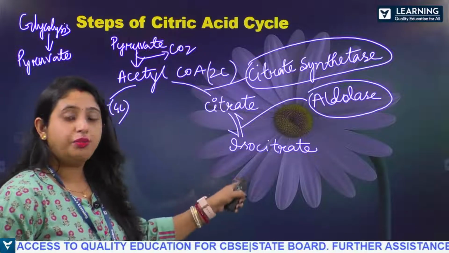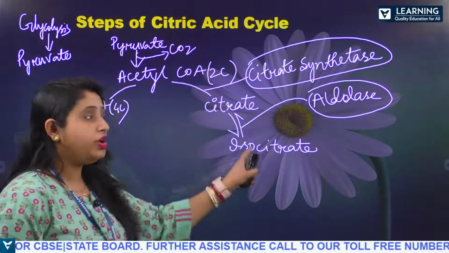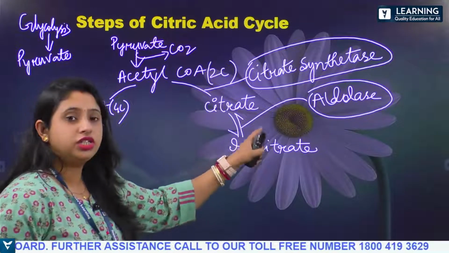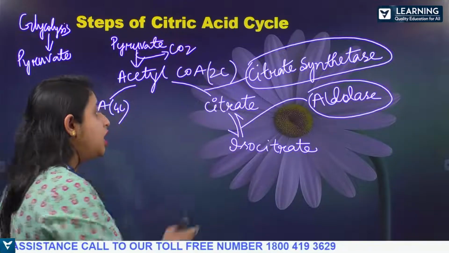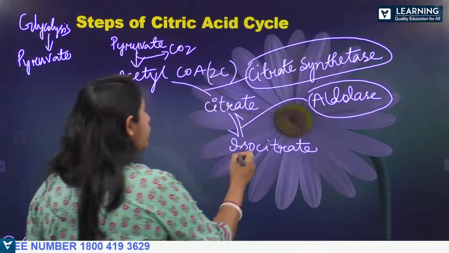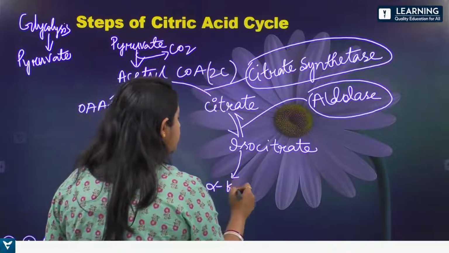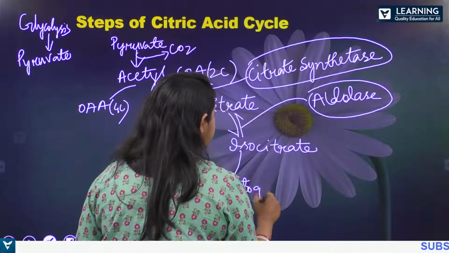So here, hydration and dehydration take place together. Two reactions take place here, both hydration and dehydration. Now the isocitrate which is formed, right, gets further converted into alpha ketoglutarate.